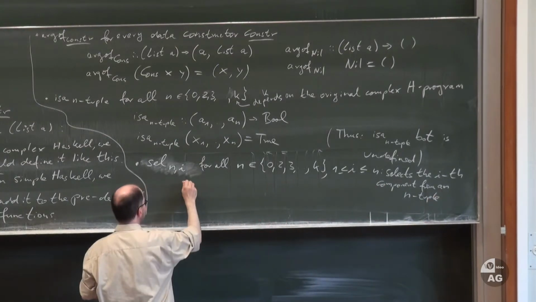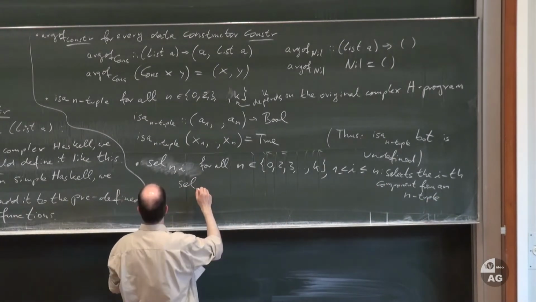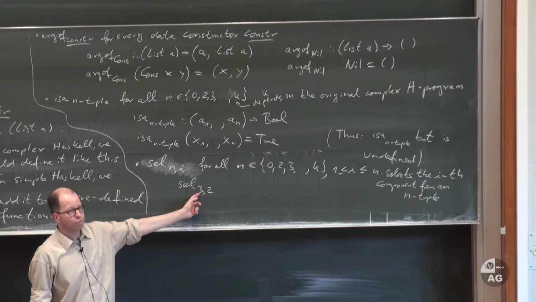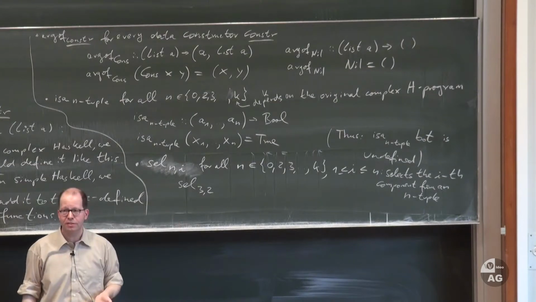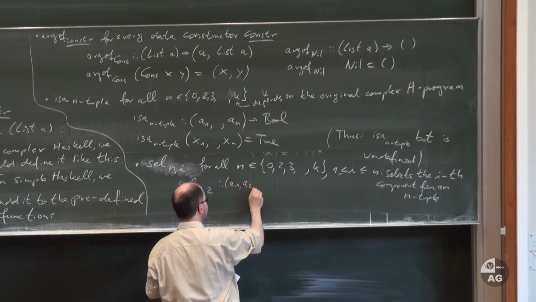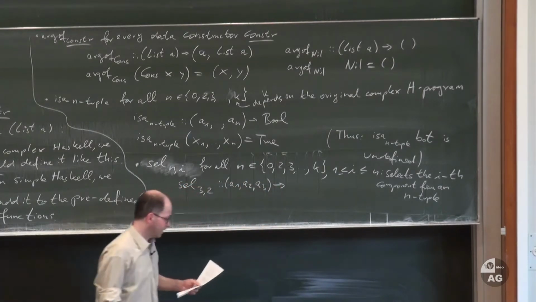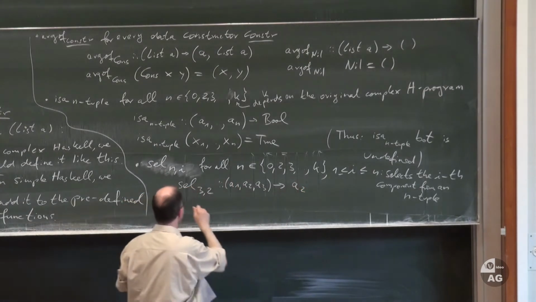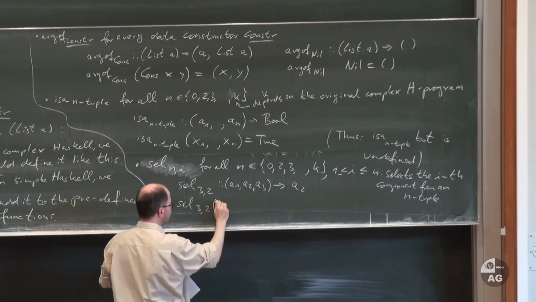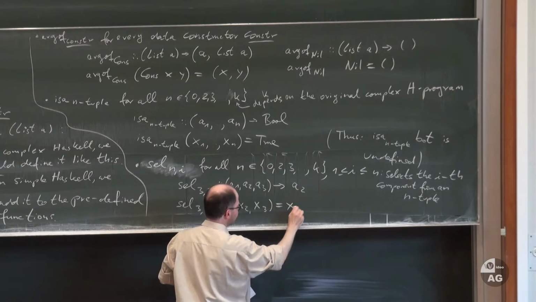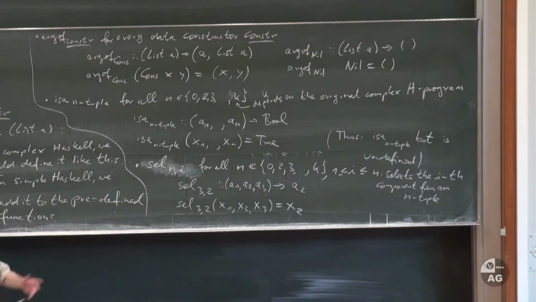So for example, let's make one example, cell 3,2. Cell 3,2 would select the second component from a tuple with 3 arguments, and if you have pattern matching, then it's not difficult to program this. So this takes an arbitrary tuple with 3 components, and it selects component number 2, which has the type A2. And how would this work? Well, if you give it the arguments x1, x2, and x3, then it gives you back x2. So with pattern matching, you can write this. And without pattern matching, that's going to be a problem.